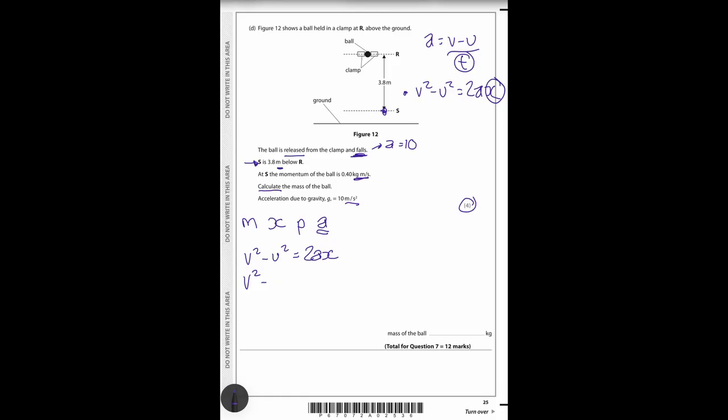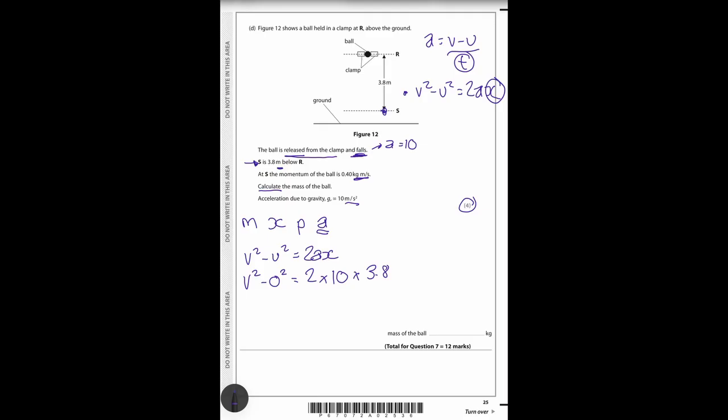I can see it says it's released from the clamp and it falls. So if it's been released from the clamp, what do I know the initial velocity must be? Well, first it was stuck in the clamp, so the initial velocity must have been 0. So I'm going to write 0 in there, and I'm still going to put the square just to show the examiner that I know that there's a square there. Okay, so 2 just stays as 2. I know that a is going to be 10. And what is x? It tells me that x is 3.8. So I'm going to write x is 3.8 over here.